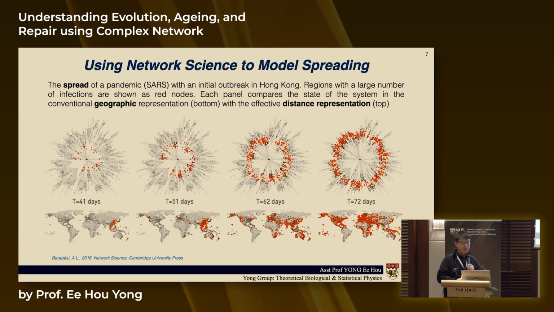Okay, so we know that complex networks have been very successful. The most famous example is probably epidemic spreading. For example, it has been used to study things like SARS spreading. Here you can see it originated in Hong Kong, and then over time it spread to the rest of the world. And then you can basically think of it as a complex network.